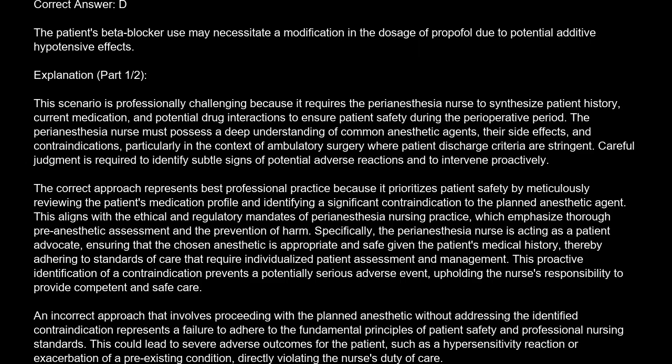This aligns with the ethical and regulatory mandates of perianesthesia nursing practice, which emphasize thorough pre-anesthetic assessment and the prevention of harm. Specifically, the perianesthesia nurse is acting as a patient advocate, ensuring that the chosen anesthetic is appropriate and safe given the patient's medical history, thereby adhering to standards of care that require individualized patient assessment and management. This proactive identification of a contraindication prevents a potentially serious adverse event, upholding the nurse's responsibility to provide competent and safe care.